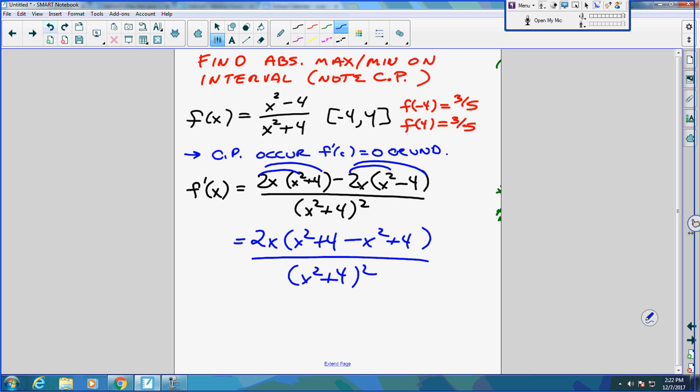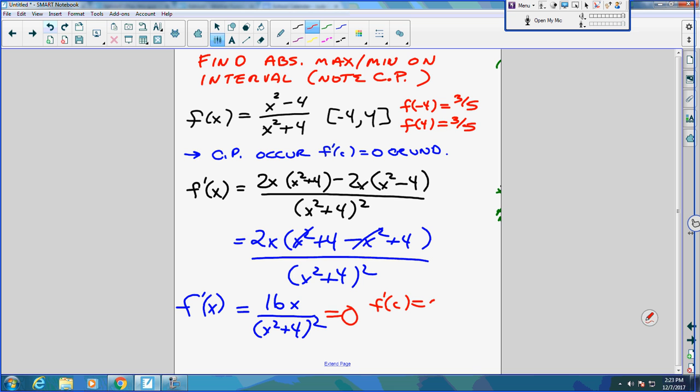But when I can see a common factor here, I'm going to tend to factor first. I saw 2x, I yank it out. X squared minus x squared. I see that it's 8 inside, right? 4 plus 4. 8 times 2x. I think this thing simplifies to this. So listen, we're going to set this whole thing equal to 0. And I'm going to say f prime of c equals 0 at 0.